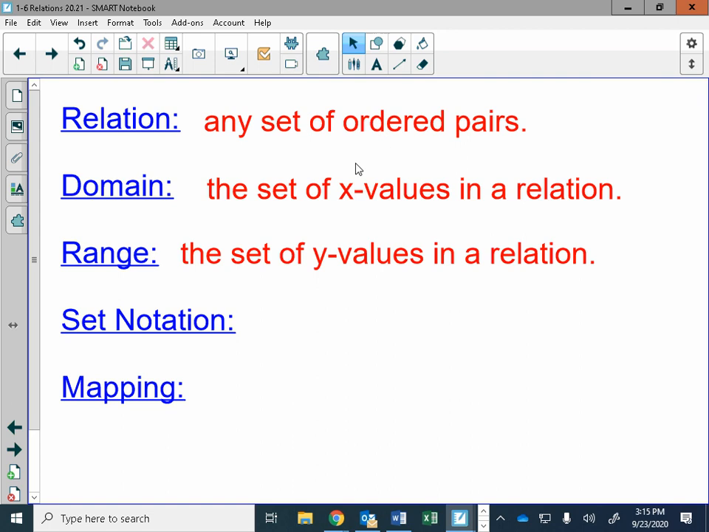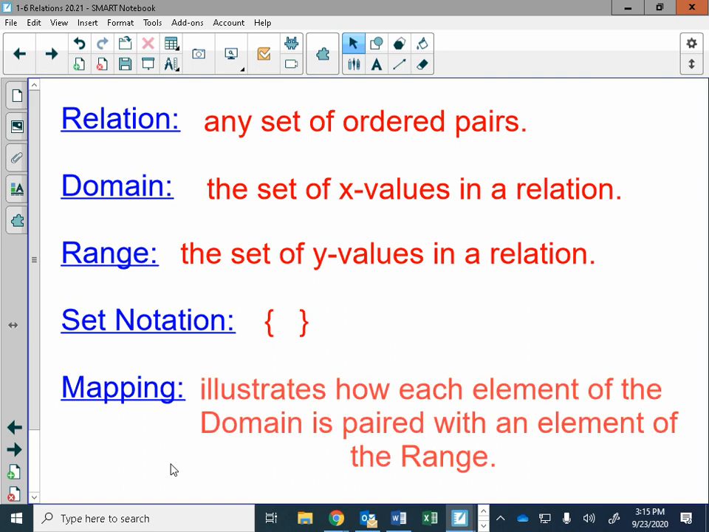Relations, these sets of ordered pairs, are always written in set notation. So set notation is just these funny looking brackets, and so we would insert all of our ordered pairs that are in our relation inside of these brackets. The last term I want you to be familiar with today is mapping. Mapping illustrates how each element of the domain is paired with an element of the range. Now you can go back and pause this and get everything written down if you didn't have time, but we're going to go ahead and move on.